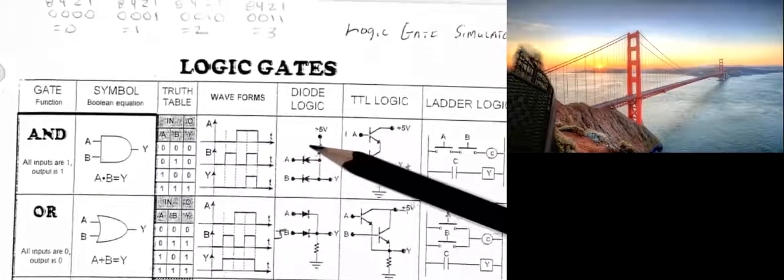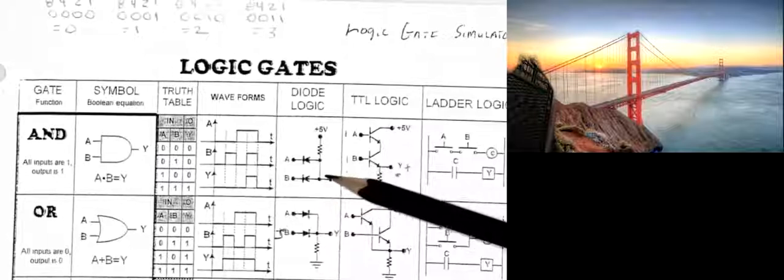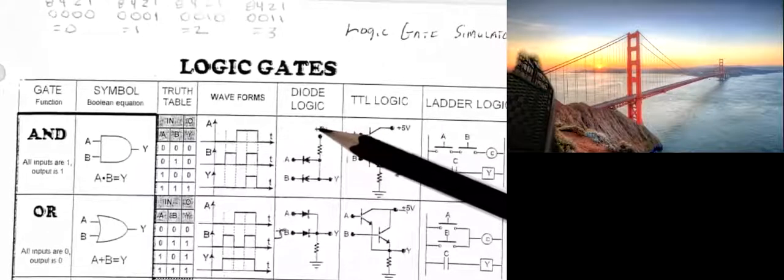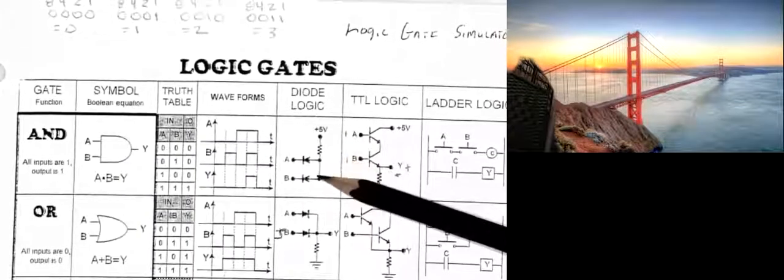When we look at diode logic, if both diodes were energized, then our high would move down across this resistor, and our Y would go high.